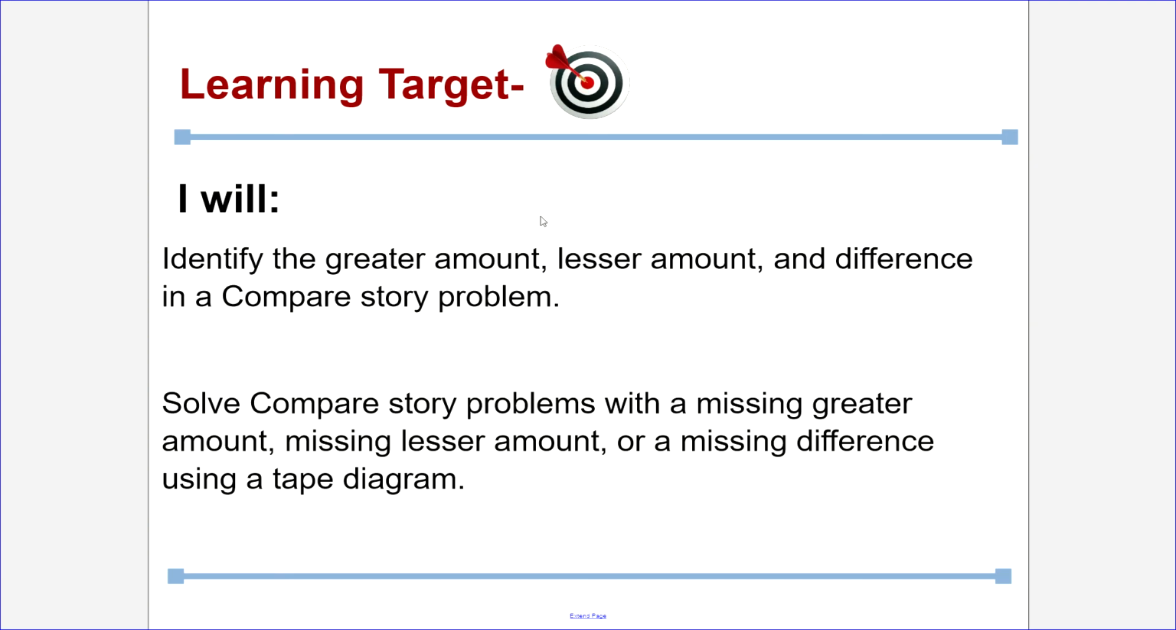Good morning, third grade. Our targets for today are: I will identify the greater amount, lesser amount, and difference in a compare story problem. And I will solve compare story problems with a missing greater amount, missing lesser amount, or a missing difference using a tape diagram.